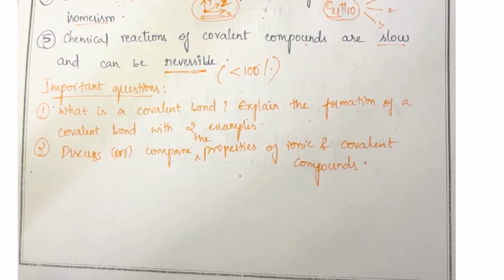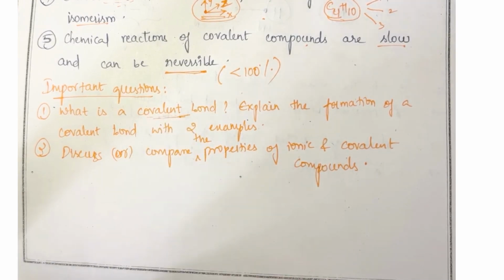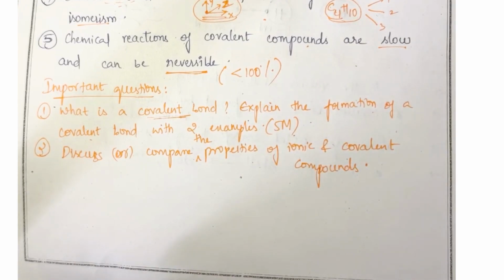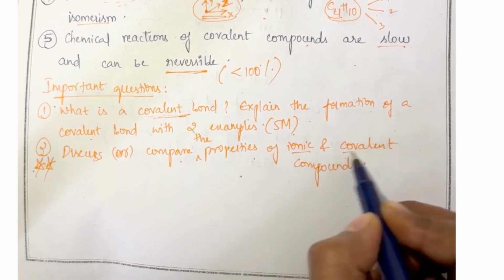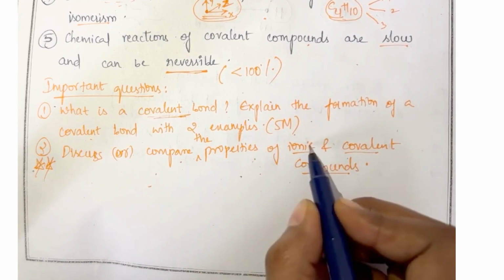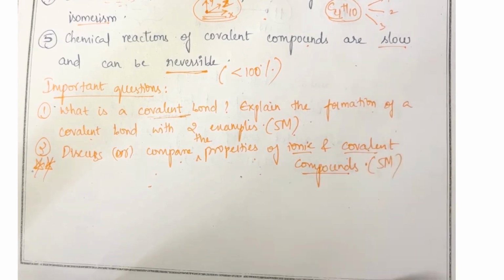So if we talk about the important questions from this topic, it is, what is a covalent bond? Definition, and explain the formation of covalent bond with 2 examples can be asked for 5 marks. But the most important question that can be asked is, discuss or compare the properties of ionic and covalent compounds. You can draw a tabular form and compare the properties of both ionic and covalent compounds. 5 points if you write, you're going to get the complete 5 marks very easily. So this is about covalent bond, its formation and important questions.